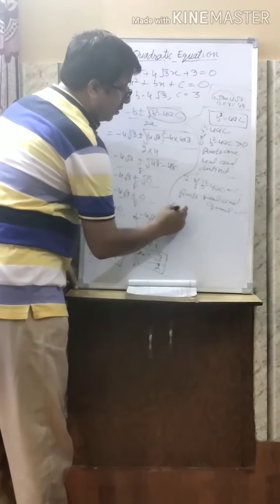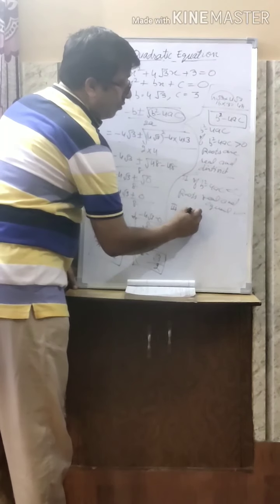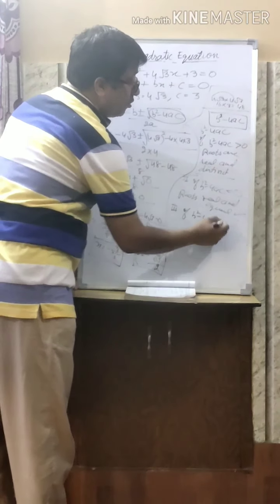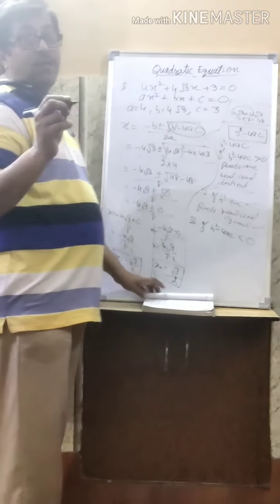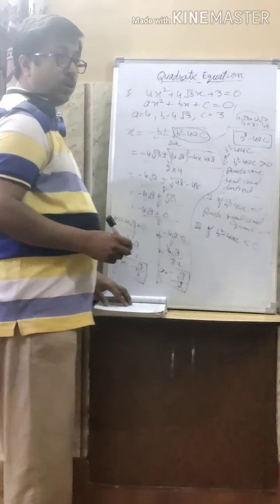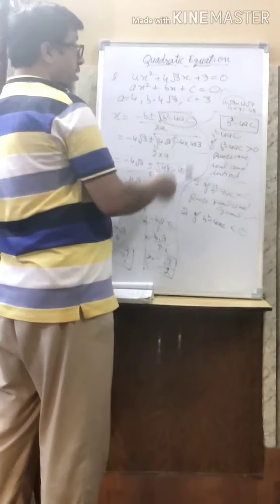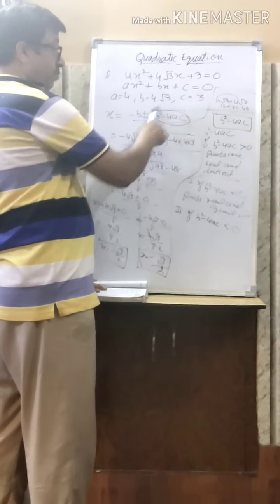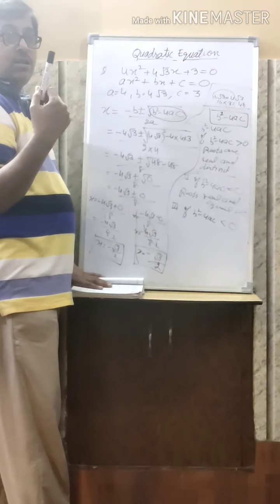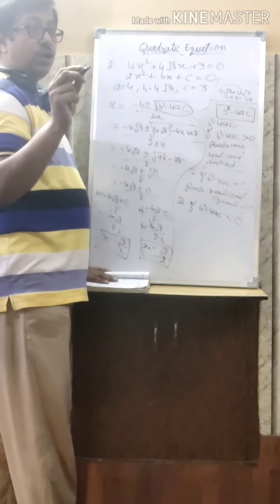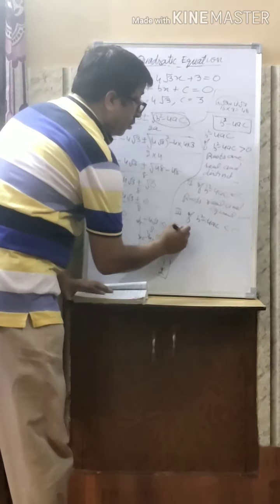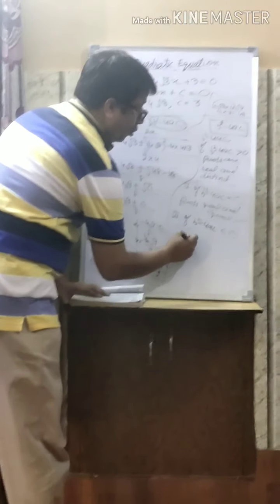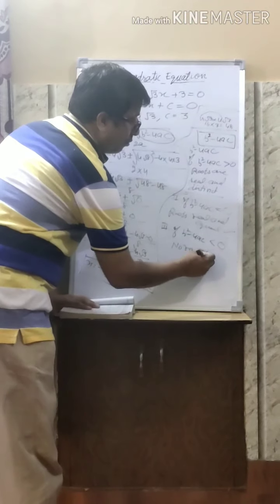And third, if b square minus 4ac is less than 0, if a negative value comes. Understand? For example, D is coming minus 11, b square minus 4ac is coming minus 11. Then you will say roots are not possible, the equation has no real roots. So therefore you say no real roots.